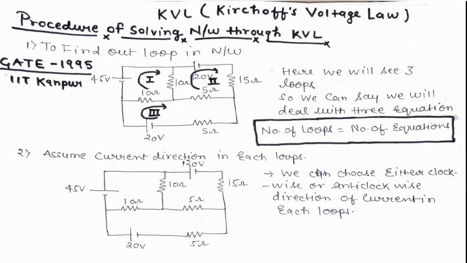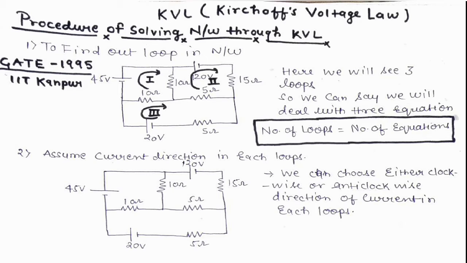My way is that I always choose the direction that leaves from the positive and comes to the negative, just like a battery. I choose that direction because when we write the KVL equation, it is easy for me to write it. When you choose this type of current direction, you will find that your KVL equation gets easier.